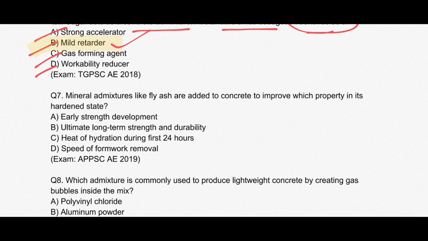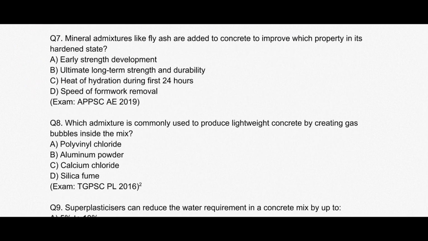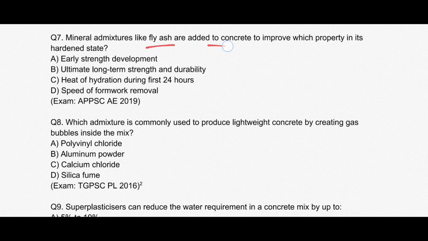Seventh question. Mineral admixtures like fly ash are added to the concrete to improve which property in its hardened state? Option A early strength development, option B ultimate long term strength and durability, option C heat of hydration during first 24 hours, option D speed of formwork removal. So the answer is option B, that is ultimate long term strength and durability.